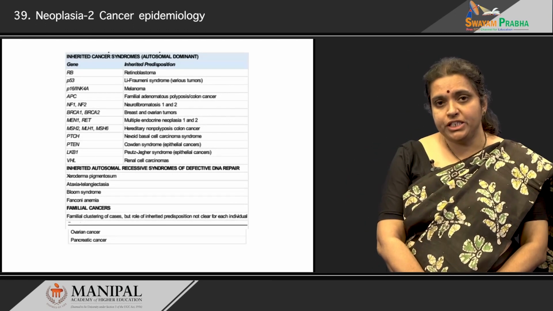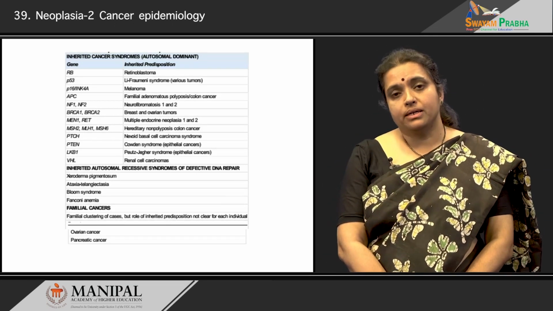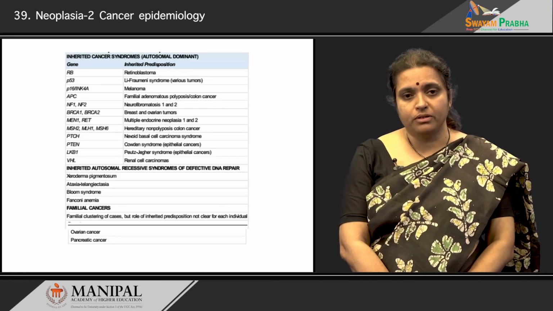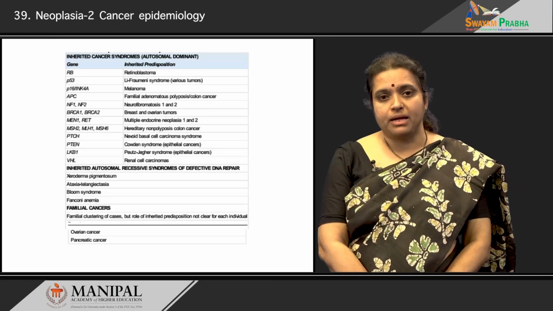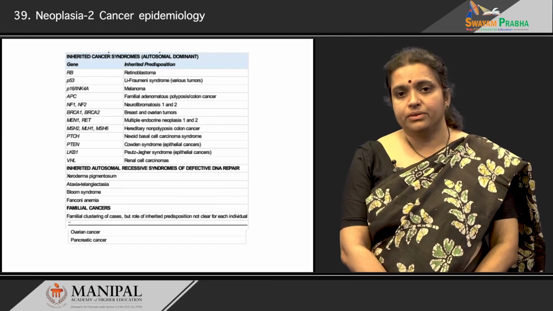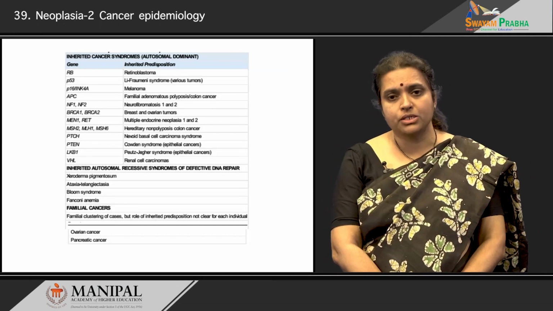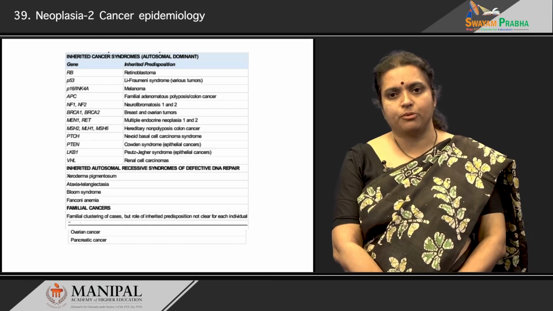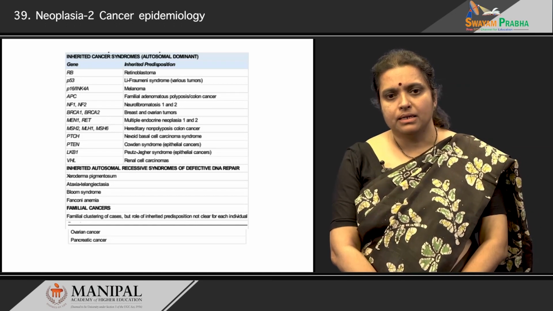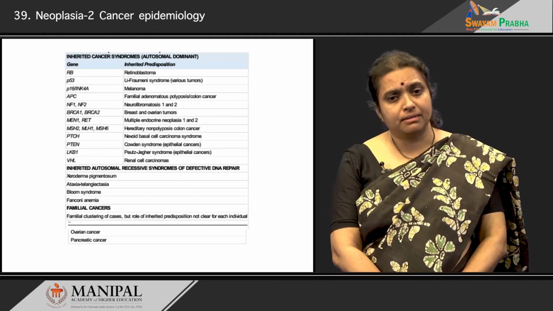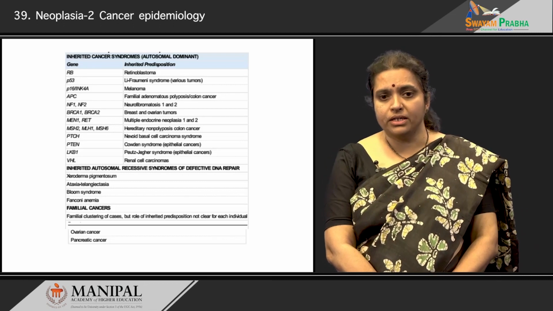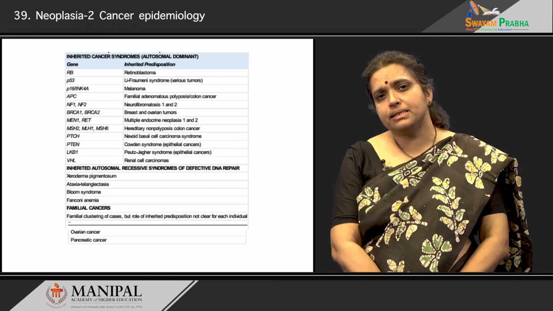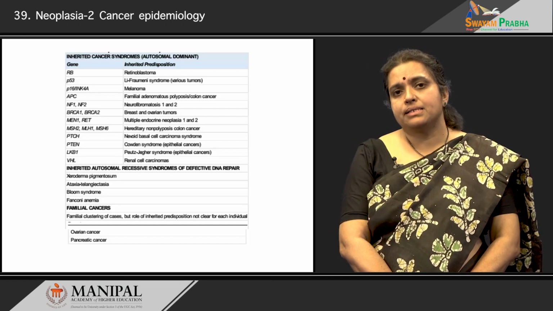Now, there are a whole lot of genes. If you inherit, you could inherit the cancer syndromes associated with those. I will just name a few of the important ones: the RB gene leading to retinoblastoma, the P53 gene leading to the Li-Fraumeni syndrome, which causes various tumors. The APC gene leading on to the FAP, or familial adenomatous polyposis coli, colon cancer, and so on. And you have familial cancer, where there is familial clustering of cases, but the role of inherited predisposition is not clear. So, these are some of the established cancer syndromes.